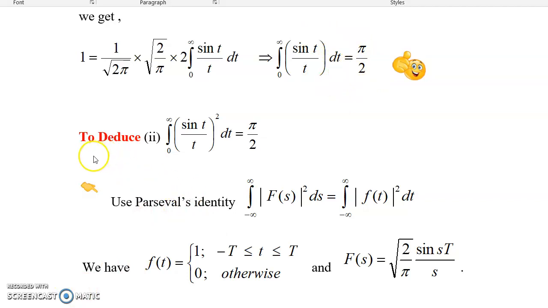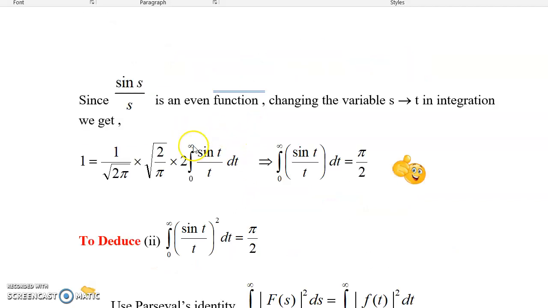Now let us go to the second deduction. Integral 0 to infinity (sin t by t) square dt equals pi by 2. So the difference here is, in the first deduction we had sin t by t. In the second deduction we have sin t by t whole square. Now when you have this whole squared, from the Fourier transform answer directly we may not be able to get it.